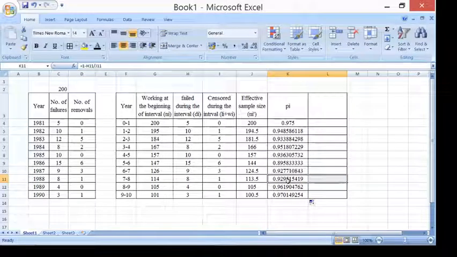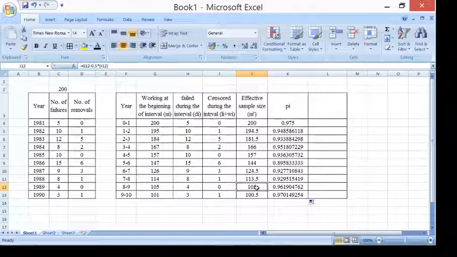Now suppose in a particular interval 20 individuals are entering and all those 20 individuals died during that interval. Then what should be the probability of surviving through that interval? Out of 20, no one survived through that interval. It means that the probability of survival has to be 0. So for example, suppose here 105 individuals, that is the effective sample size. That means 105 components have entered the interval 8 to 9.